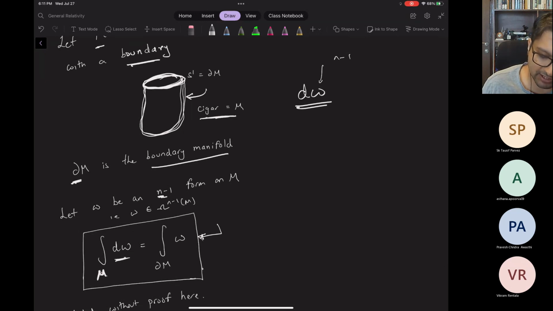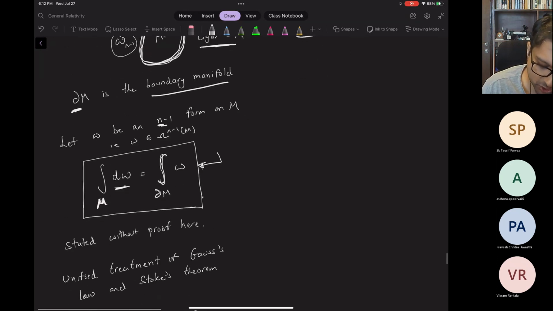Because omega is an n-1 form, of course omega is defined over the entire manifold M, but I can take omega on this boundary manifold. That's omega n-1 just projected on the boundary itself, whatever the values are on the boundary. And I can integrate just over the boundary, and that gives me the integral over partial M of omega. I'm not proving this, but this is Stokes theorem.